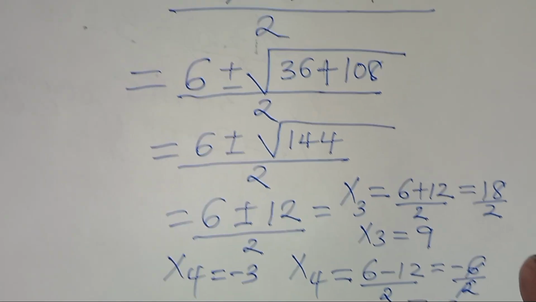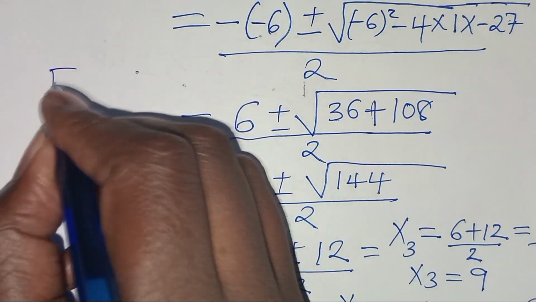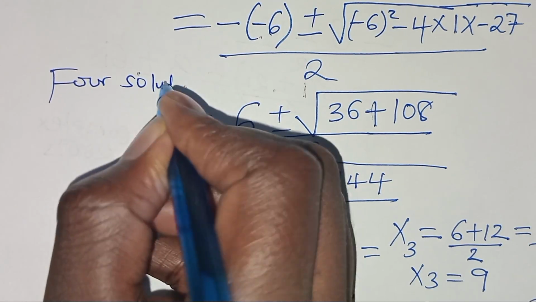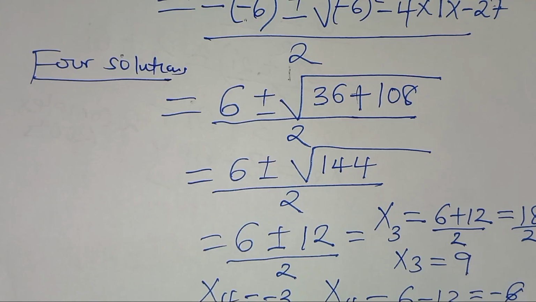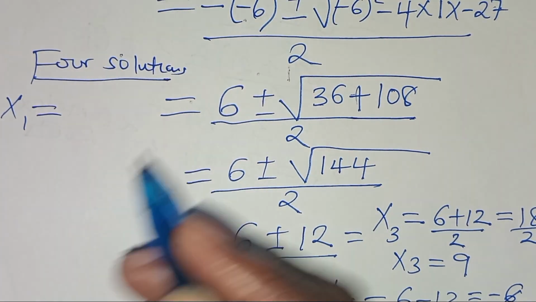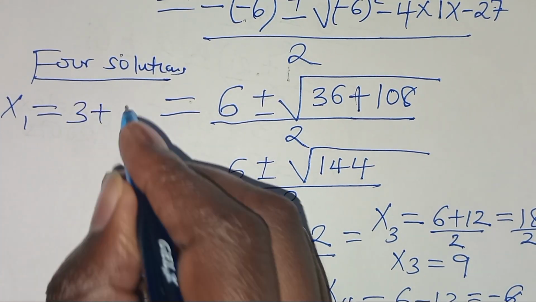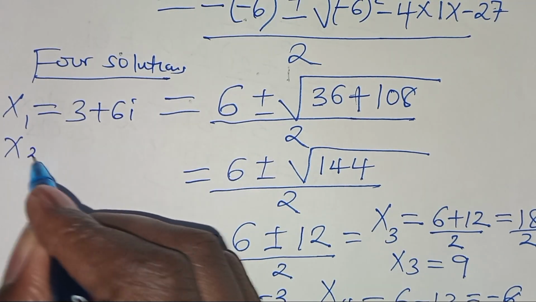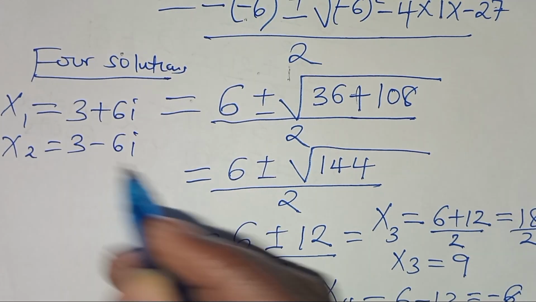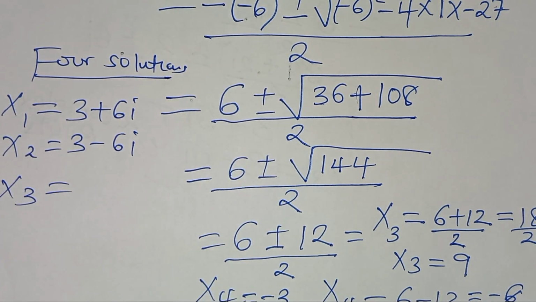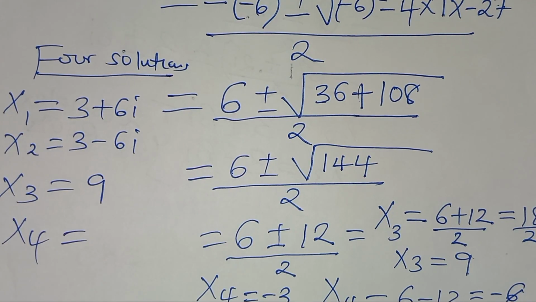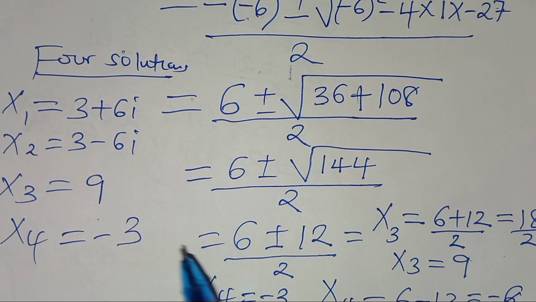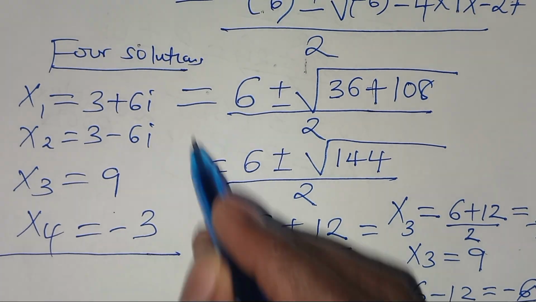So in this case, we have 4 solutions. We have that x1 is equal to 3 plus 6i. We have x2 equal to 3 subtract 6i. We have x3 equal to 9. And we have x4 equal to negative 3. So these are the 4 solutions that we have.